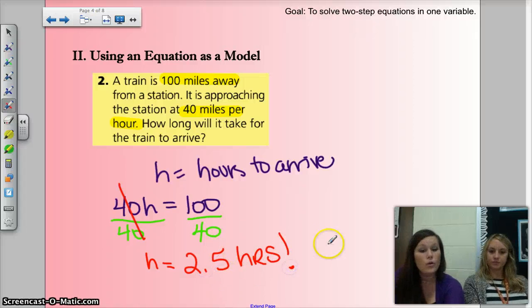Labels. Or if you want to be super fancy, 2 hours, 30 minuti. Oh, beautiful.